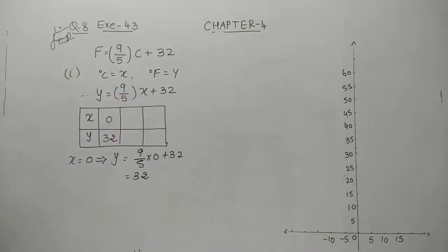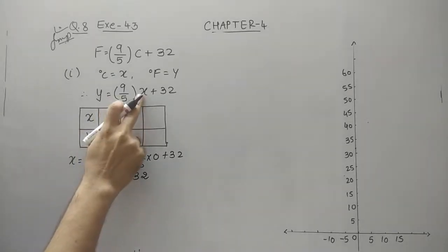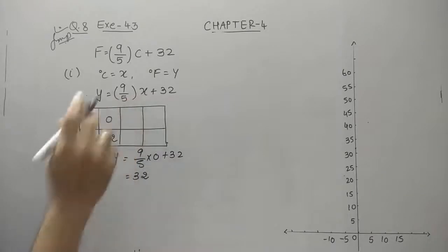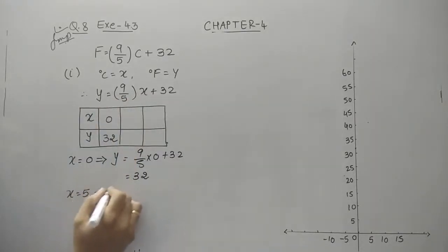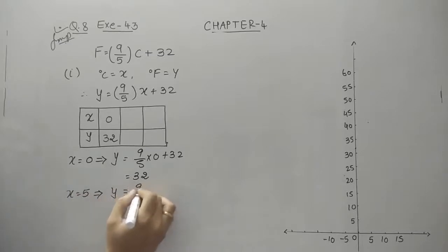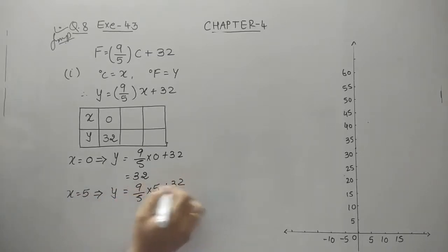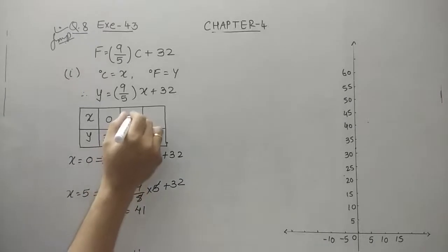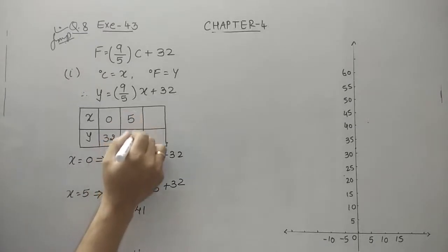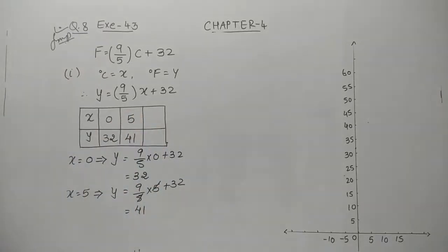Now see the next value. I will suppose x in terms of 5 or a multiple of 5, because here the denominator is 5. So let me go for x as 5. So the value of y is 9 upon 5 into 5 plus 32. So both the 5s will be cancelled. So 9 plus 32, that is 41. So x is 5, y is 41. So this is another value we obtain.